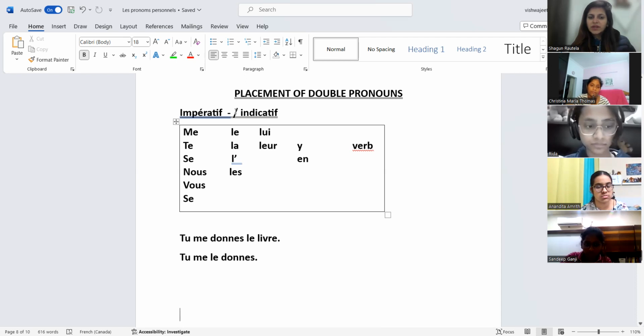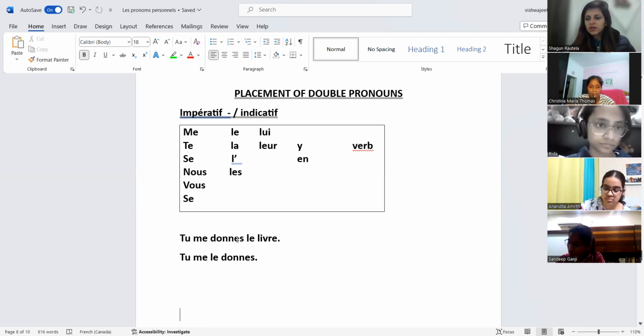What is written first in my table? Me. Me is already there, and after that I'm going to write le. You are giving me it. Okay, you're giving me this. Tu me donnes le livre.